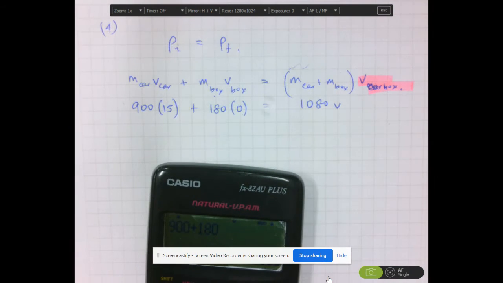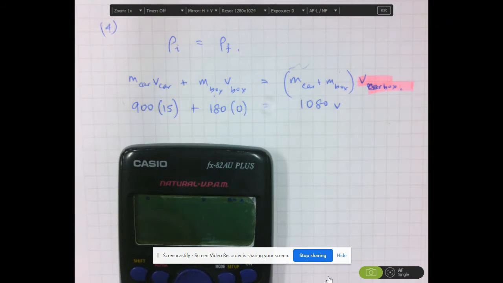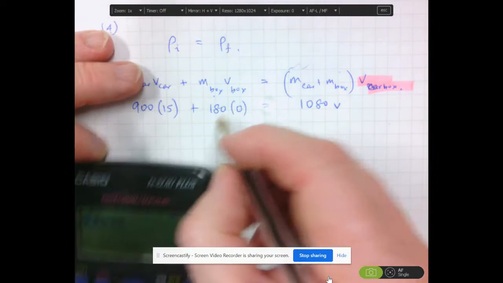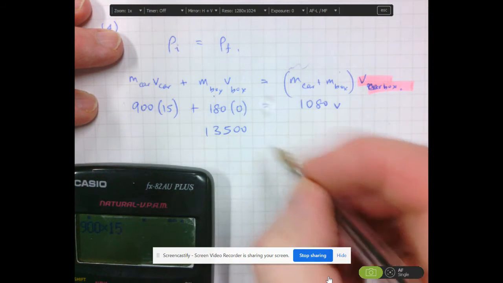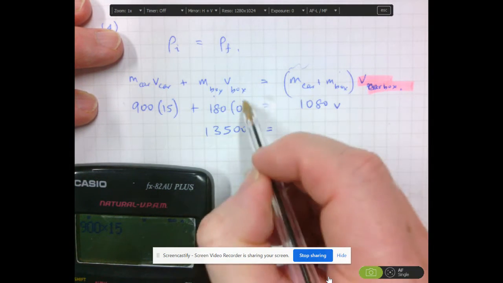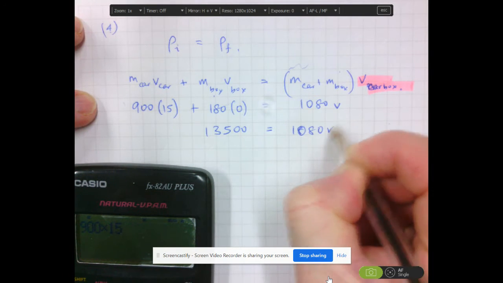Okay. So now just simply putting that together, that's 900 times 15 plus, well, it's plus 0, isn't it? So I'll just put 0. We don't need to do that. Just do 900 times 15. Oh, it's the right one. So that's 13,500. Okay. That's plus 0, and it equals 1,080 V.